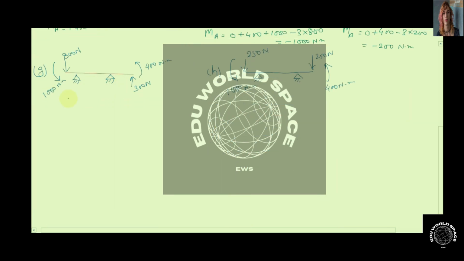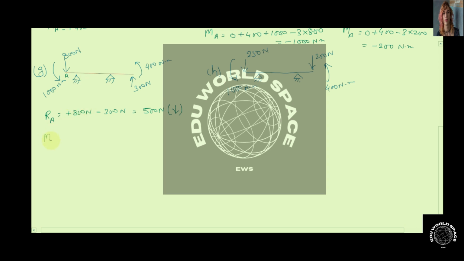Now in case G, if we talk about the reaction at point A or the equivalent force at point A, so this was the point A. Since this 800 is acting in downward direction, considering the downward direction to be positive, it will be plus 800 Newton. This 300 Newton is in upward direction, so this will be minus 300 Newton, which comes out to be plus 500 Newton. Since our final answer is positive, it means that our assumed direction, that is downward direction, to be positive will be the direction of equivalent force here.